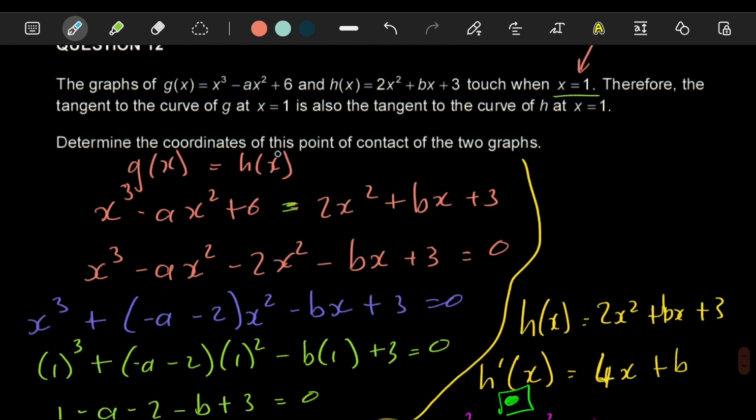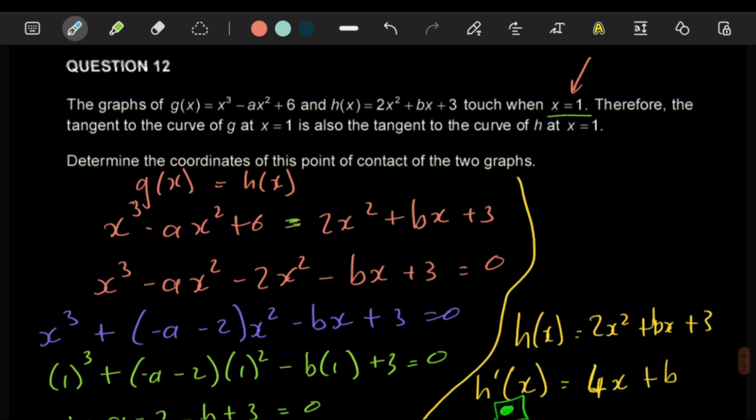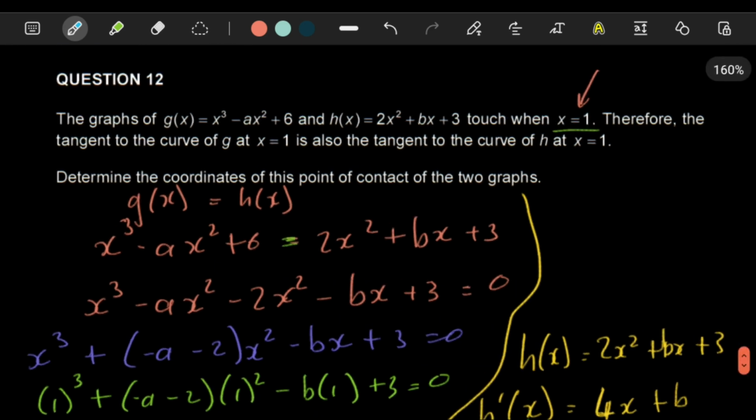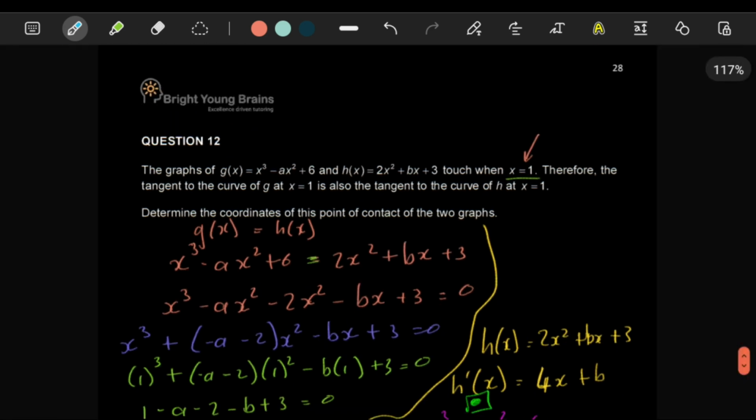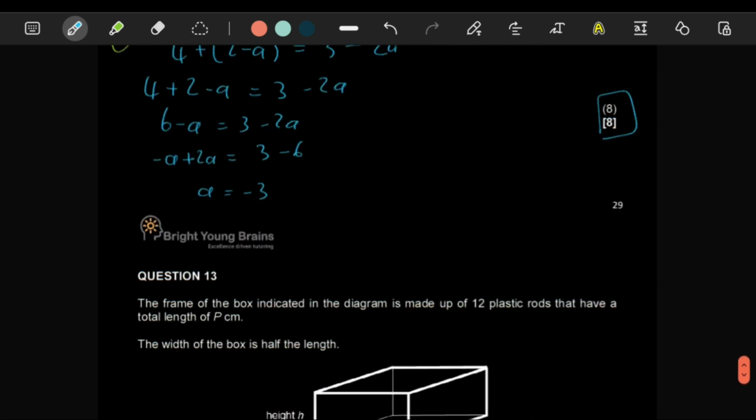Determine the coordinates of this point of contact of the two graphs. So you see, we have the x value of the point of contact. Well, we just need the y value. And for us to get the y value of the point of contact, we at least need to get one of these equations. So it doesn't matter what we're going to get here.